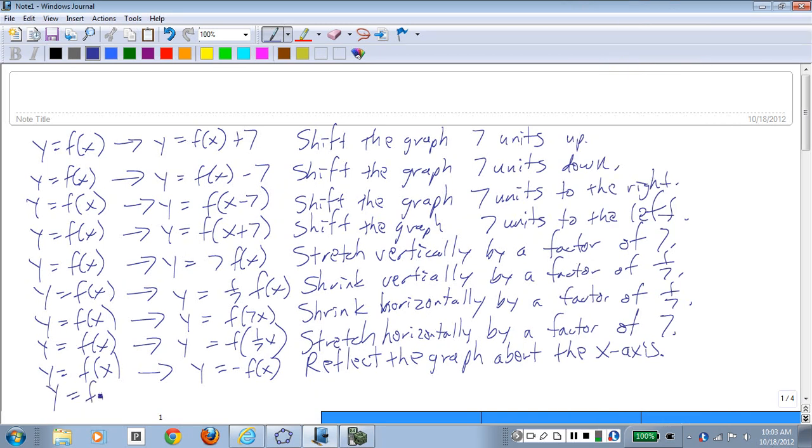Last transformation. We want it to reflect the graph about the y-axis. That's what we want to happen. And if it's going to affect points, move them from the left to the right, or from the right to the left of the y-axis, what coordinate is going to get its sign changed in that case?